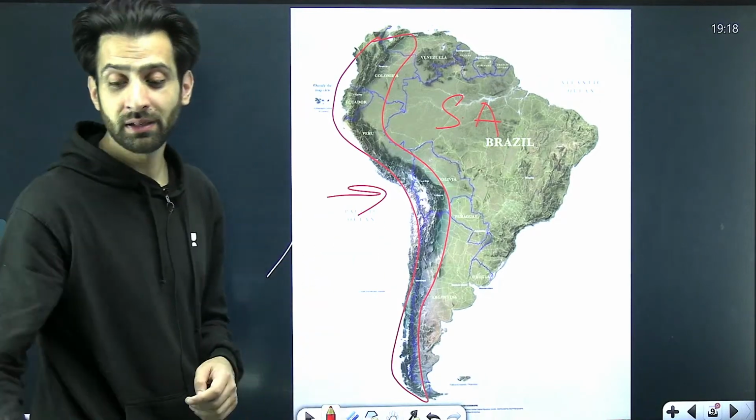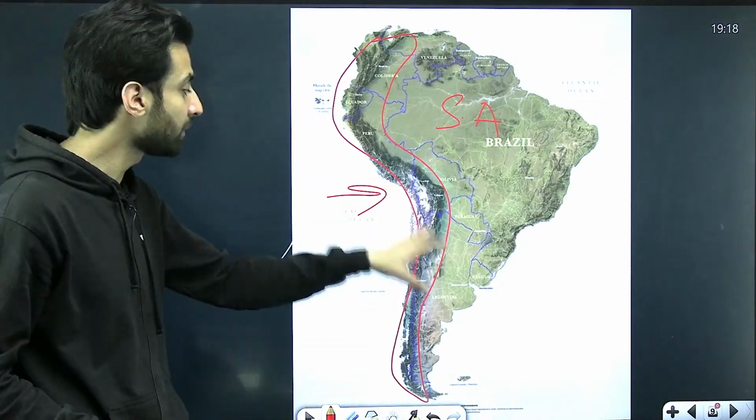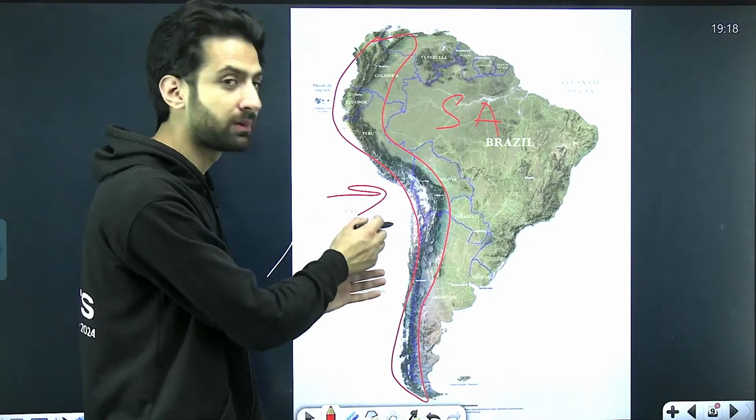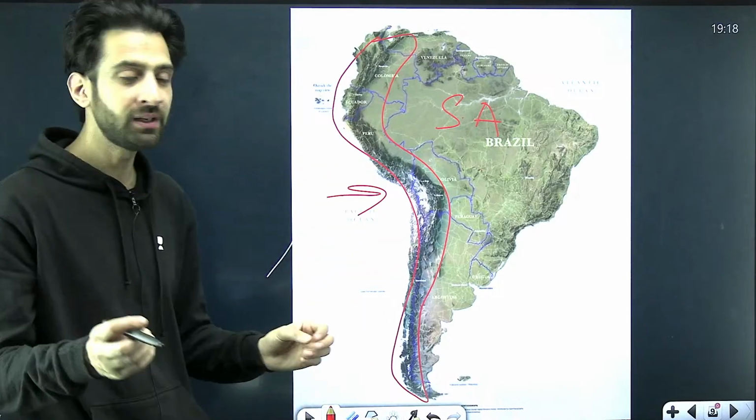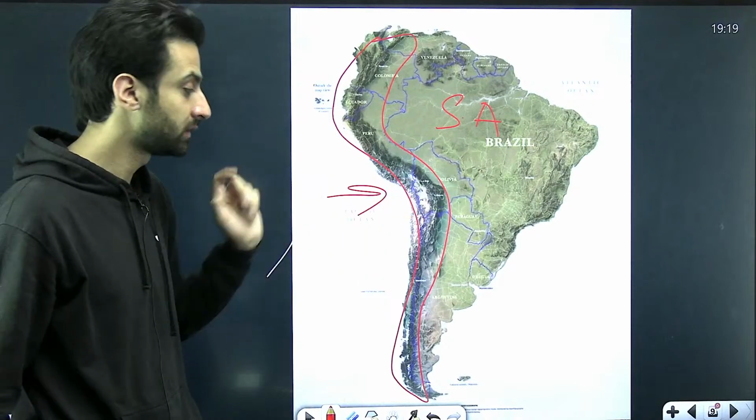Tell me in the comments what's the name of the plate. It is a minor plate. Just for your hint, it is a minor plate that is present here. It's not a major plate. You know the difference between the minor and the major plate? Just tell me the name of this plate in the comments. What is the name? This is the South American plate. Name this.